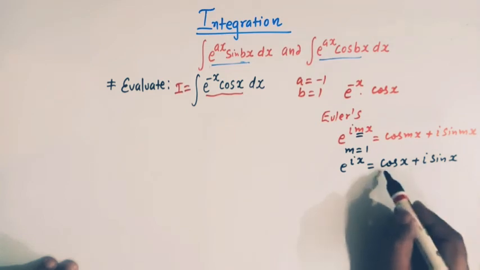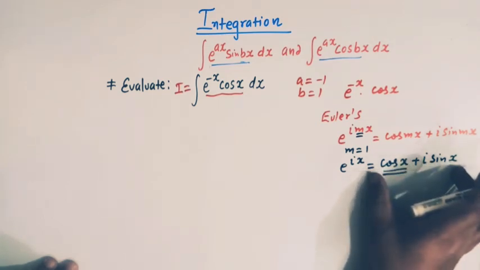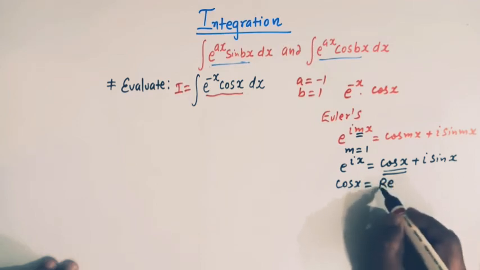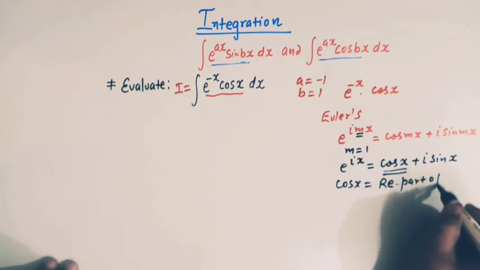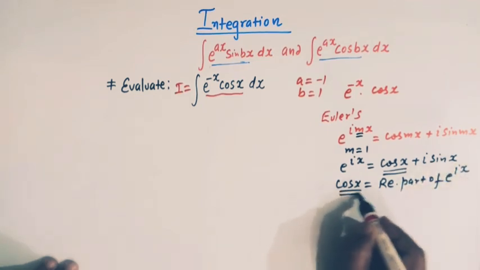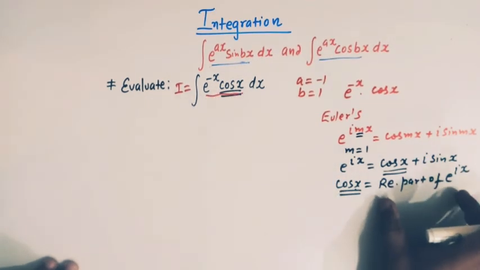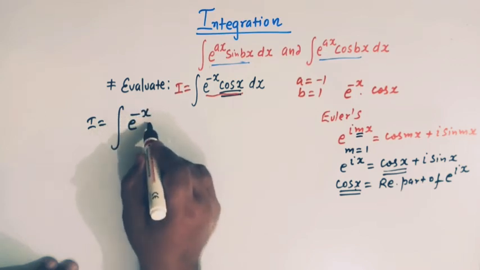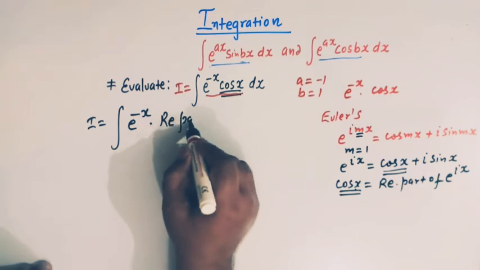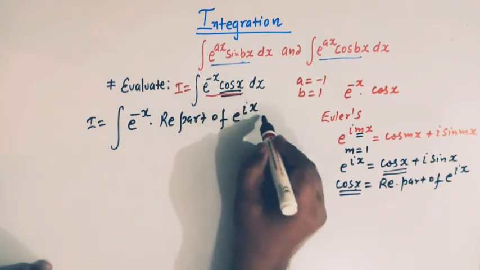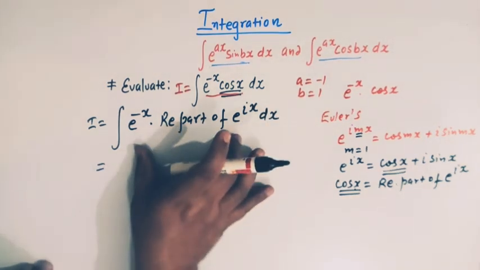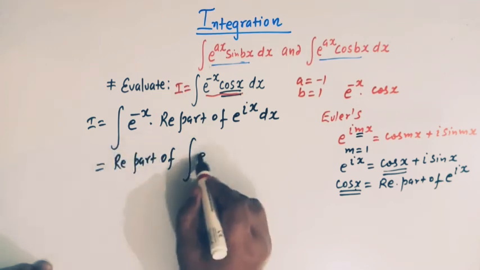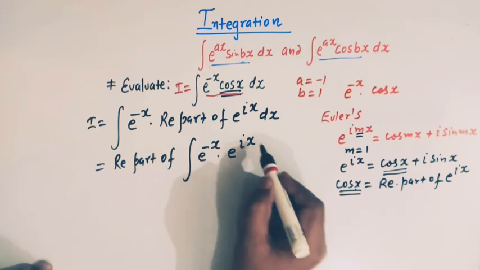Cos x is the real part of this complex number, so we can write cos x is equal to Re, the real part of e raised to iota x. So the integral I can now be written as the integral of e raised to minus x multiplied by the real part of e raised to iota x dx. This integral can also be written as the real part of the integral of e raised to minus x multiplied by e raised to iota x dx.